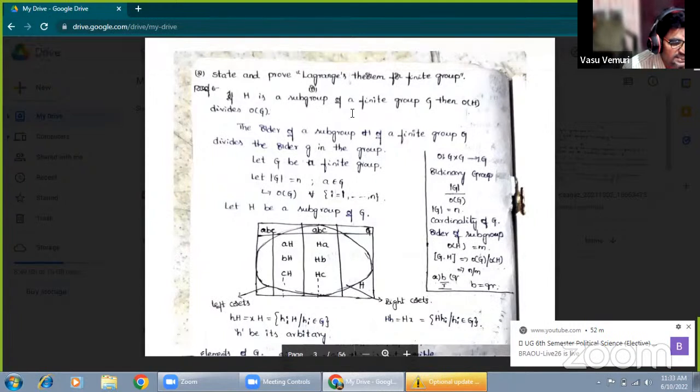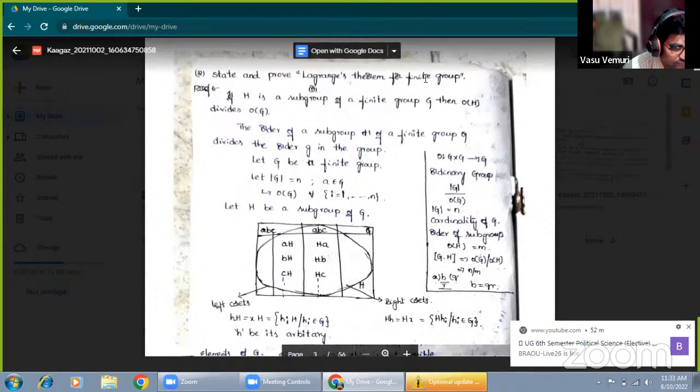Now first of all, the group must be finite. Please listen carefully. Without a finite group, we can't explain the Lagrange theorem.